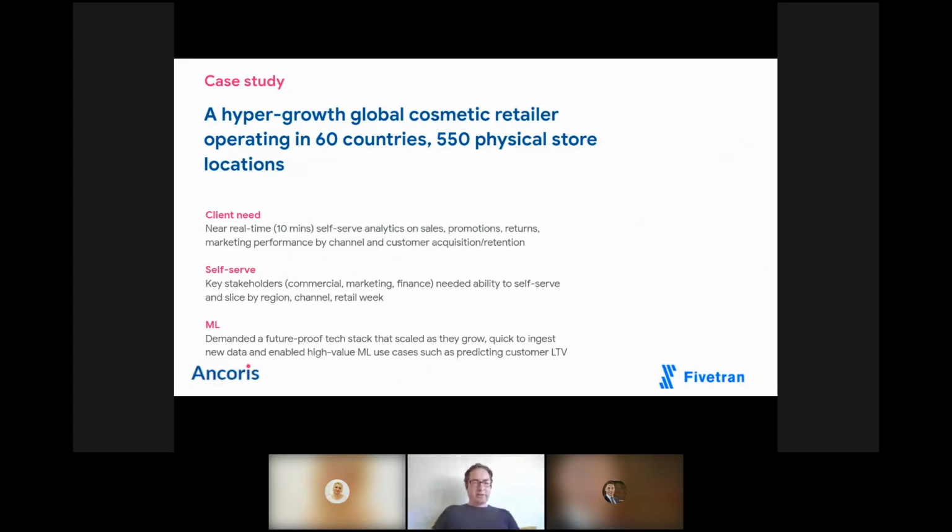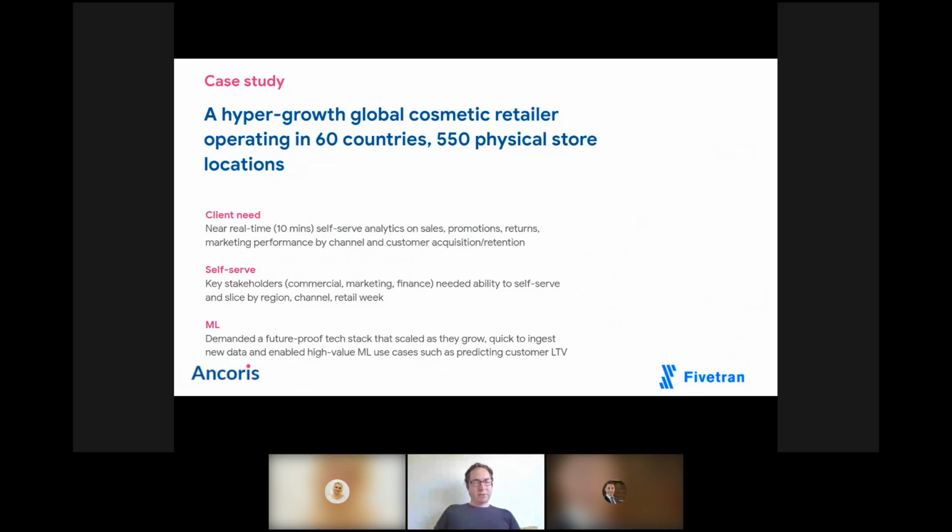Now the client need for this company, they wanted near real time, so within 10 minutes, self-serve analytics on sales, promotions, returns, marketing performance by channel, and customer acquisition and retention.